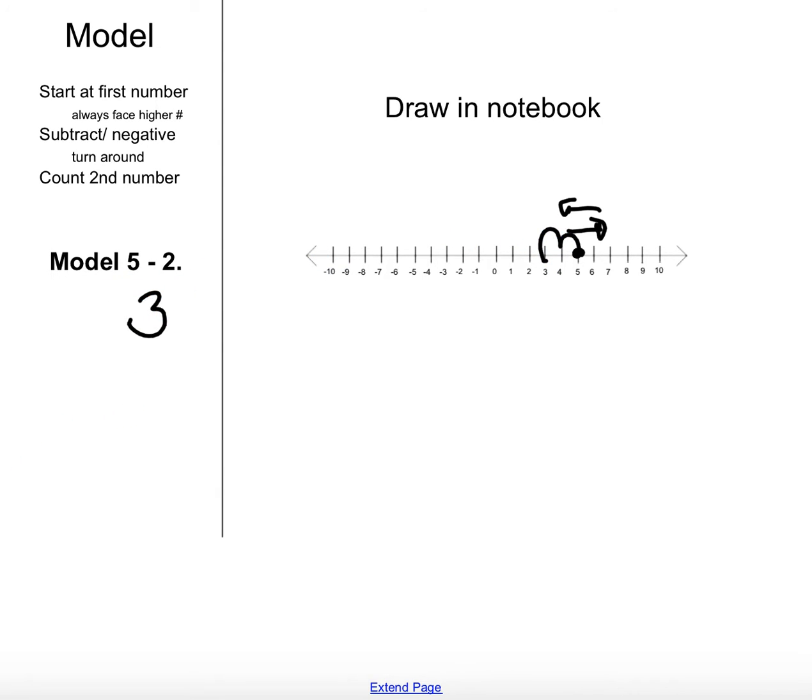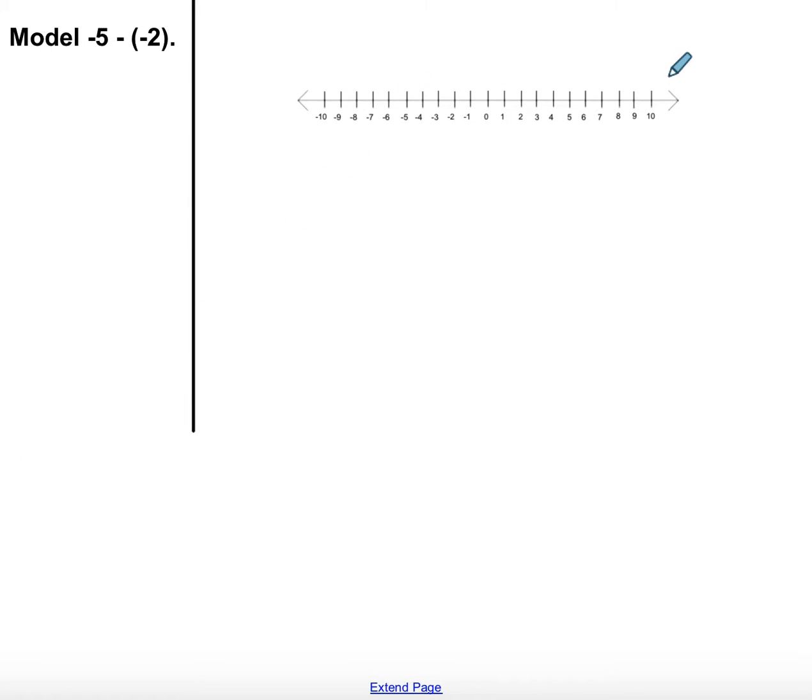So I want you to draw a number line in your notebook. Now you can stop the video at any time to catch up, but let's take a look here. I start at -5. That's why I put my dot. I always face my higher numbers. Now I see a negative sign or a minus sign, so I have to turn around. I see another one. I have to turn back around. And now I go 2 spots. 1, 2. -5 minus a -2 ends up being at -3.